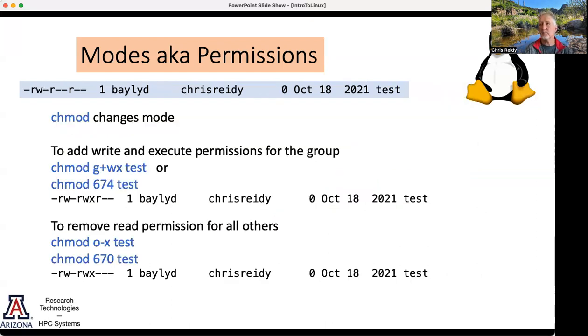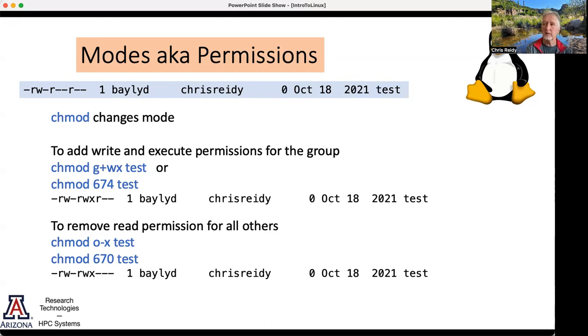And how to change permissions. So you can play around with this. Chmod is generally called to change the mode. So there's an example here, chmod g+wx. So to the group, add write and execute permissions on the file test. You can do it numerically as well.